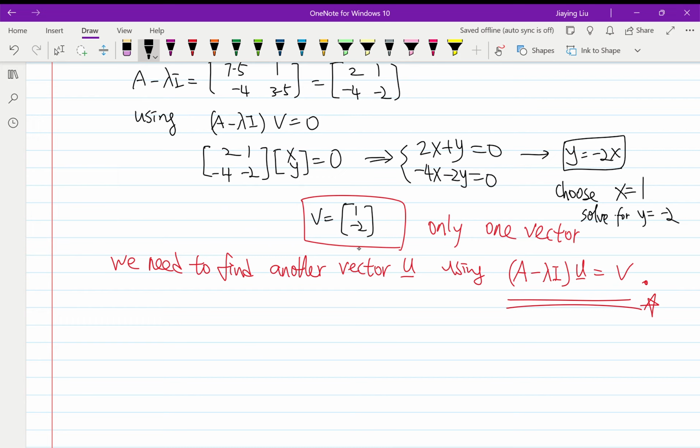So if I write it down, the A minus lambda I, we already know that matrix from earlier, which is this matrix after I plug in 5 for lambda. So I'm going to write that down, so that's going to be 2, 1, -4, -2. And then this u vector, I don't know what it is, but I'm going to call it x, y. If you don't like that notation, you can call it a and b. It doesn't matter, it just means that we need to find this vector u. And that's going to equal this v vector 1, -2. And then we have to solve for x, y like we did before.